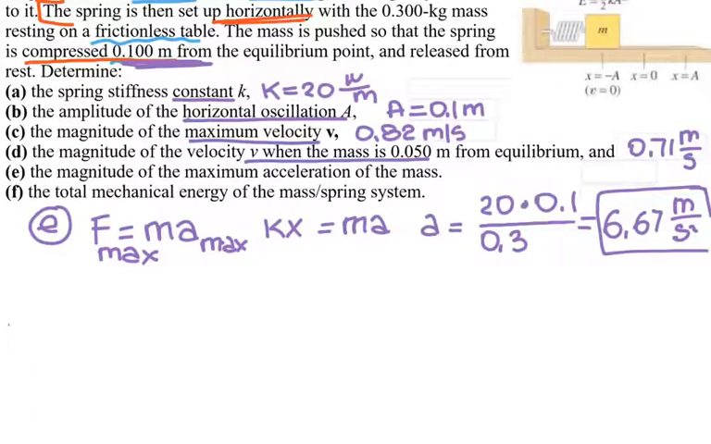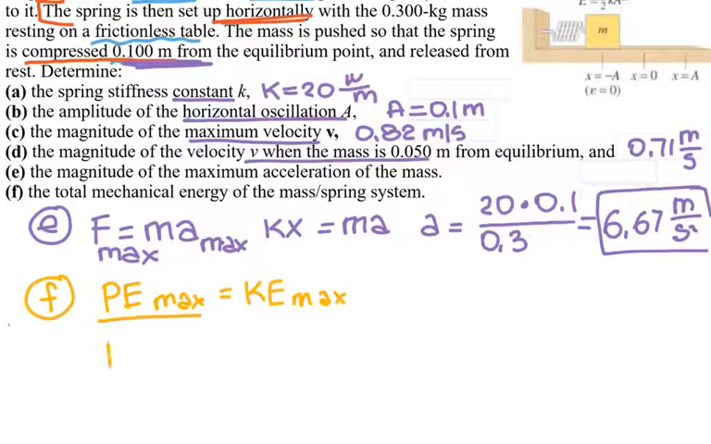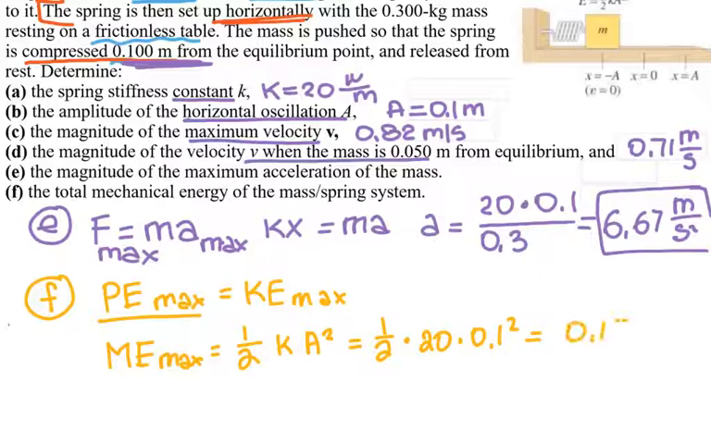And then the last question in this problem, they ask you for the total mechanical energy of the spring system. So for F, the total mechanical energy is the spring maximum energy, or the kinetic maximum energy, whichever it is. I'm going to choose the maximum energy of the spring. So the total mechanical energy of the system is equal to 1/2 kA squared. That gives me 1/2 K times 0.1 squared, and that is 0.1 joule.